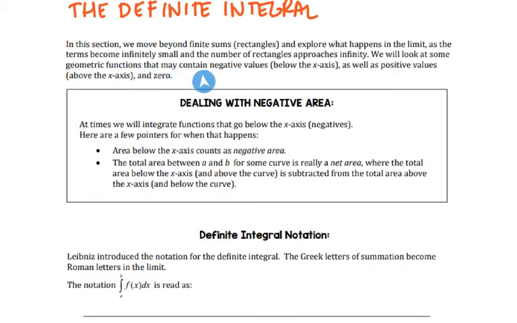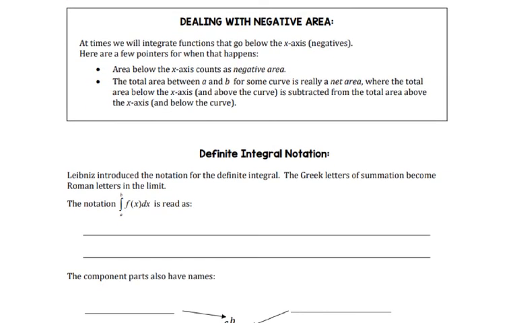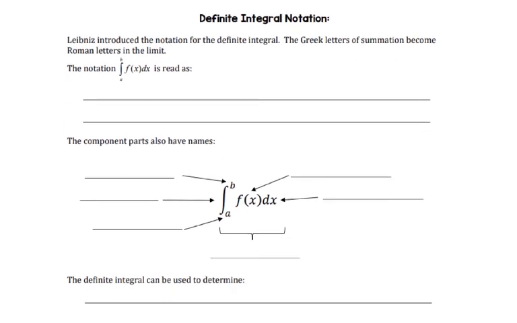We're going to look at some geometric functions that may contain negative values or area below the x-axis, as well as positive values or area above the x-axis and 0. So when dealing with negative area, it's pretty intuitive. It happens anytime area is below the x-axis, and then when we find the total area between A and B for some curve, it's really a net area, kind of like a net income, where you take in positives and negatives and just find what they combine to. So it's pretty intuitive. It's what you would hope. I think you'll find it not too difficult.